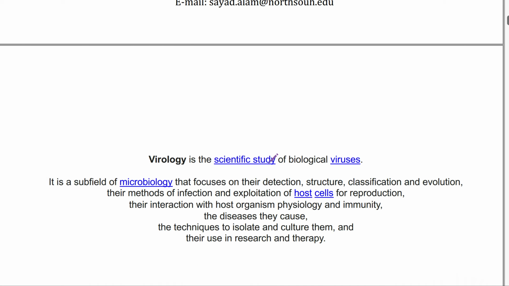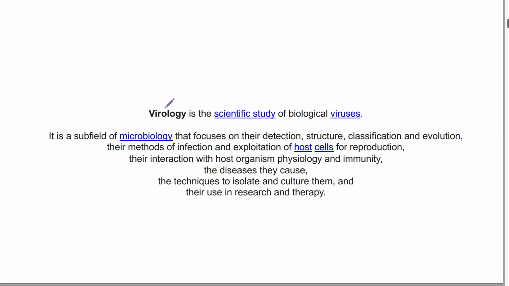So to begin, what is virology? Virology is the study of biological viruses. This is the subfield of microbiology that focuses on their detection, structure, classification, and evolution, their methods of infection and exploitation of host cells for reproduction, their interaction with host organism physiology and immunity, the diseases they cause, the technologies to isolate and culture them, and their use in research and therapy.